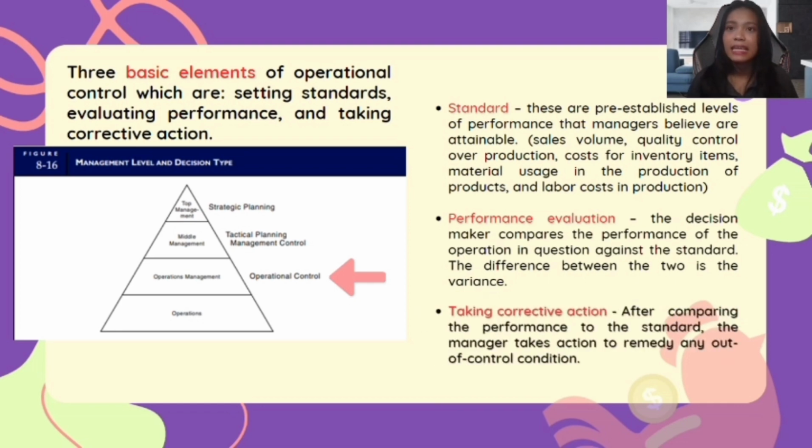Lastly is taking corrective action. After comparing the performance to the standard, the manager then takes action to remedy any out of control condition. If you still remember in chapter 3, we discussed that we must apply extreme caution when taking corrective action. An inappropriate response to performance measures may have undesirable results.